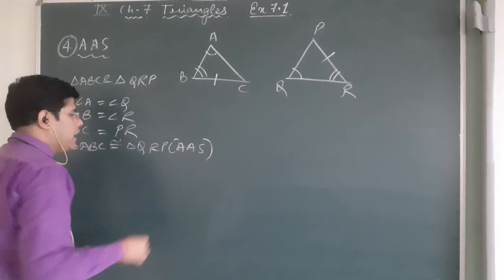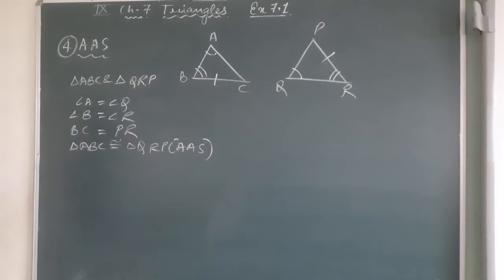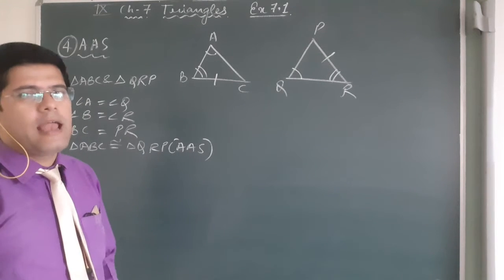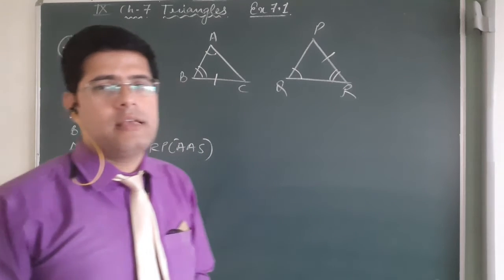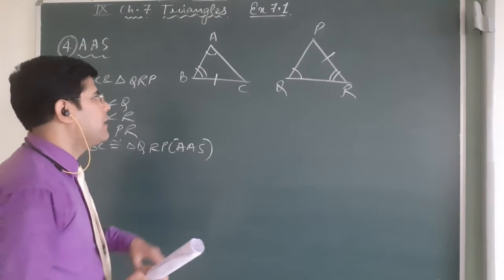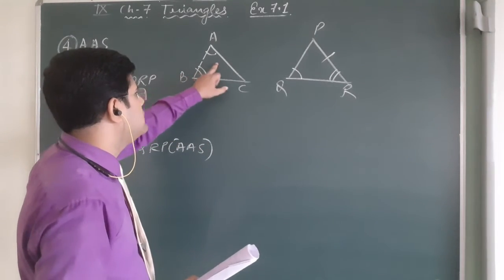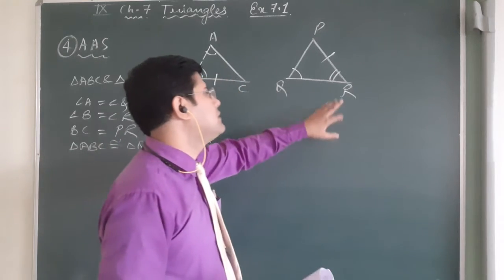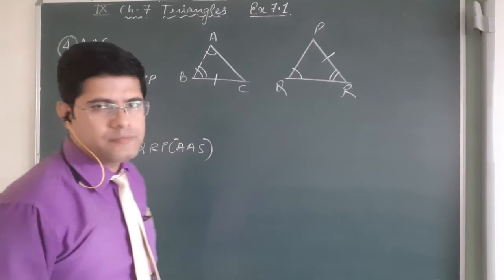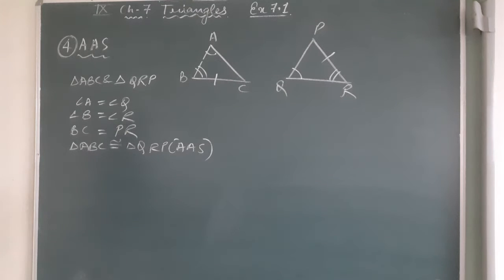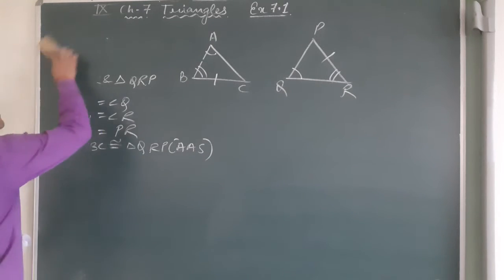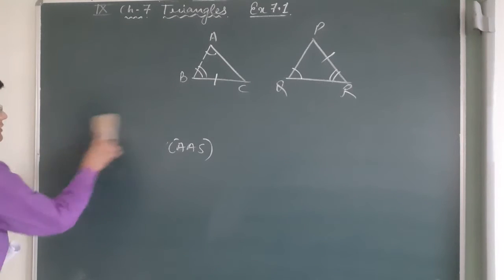So students, here you have to note it down. This fourth property is slightly changed from ASA. In ASA, the side must be between two angles, but in AAS, the side is after two angles. Okay, this is the difference between ASA and AAS. So just note it down. After this, I am going to tell you about the last but not the least special property, which is RHS.